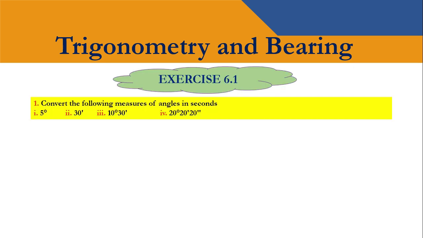Now we will start exercise 6.1. In this exercise, we will convert measures of angle into seconds. Question number 1, let's start it. The first part is in degrees and we convert it into seconds, the second part is in minutes, the third part is in degrees and minutes, and the fourth part includes all of these: degrees, minutes and seconds. I will solve only the fourth part, and the rest of the three are your assignment. You can do it very easily. I will solve the most difficult part of this question.